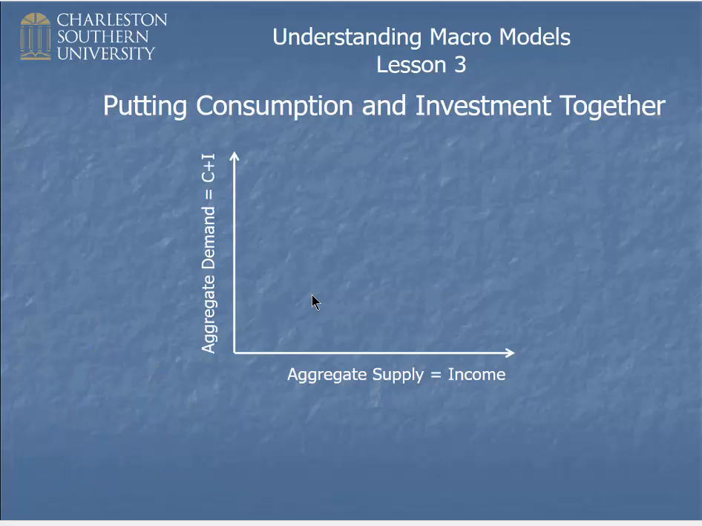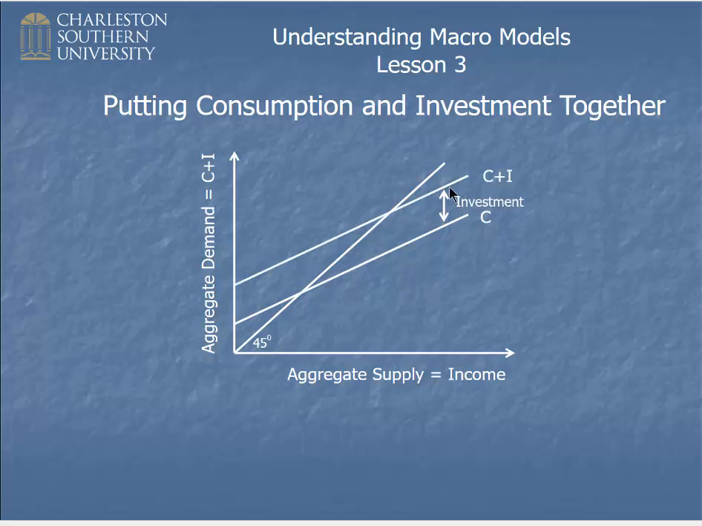Now the next thing to do is to put them together. So we have the consumption function, remember, from about 3 slides back. And now what we want to do is add investment. So here's how much investment there was. So when we add that thing, we just get a new line parallel to the old one. And this line is called C plus I.